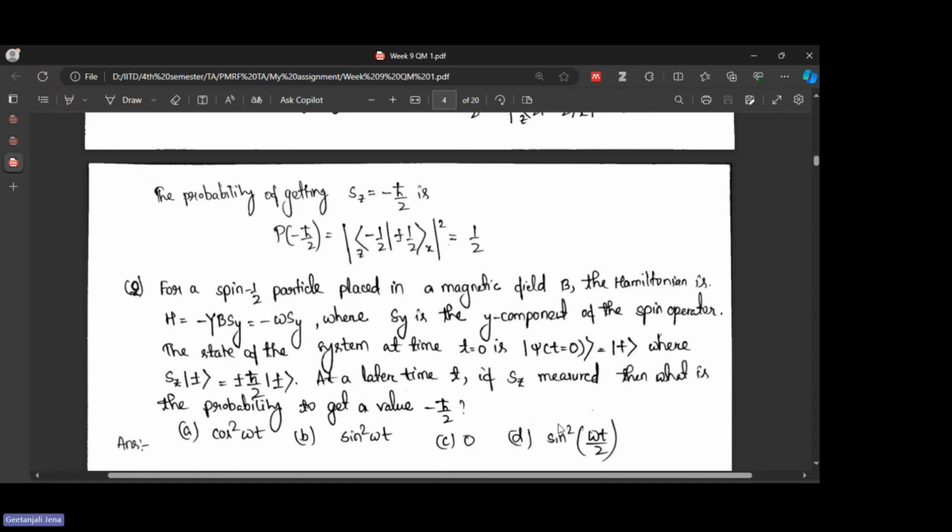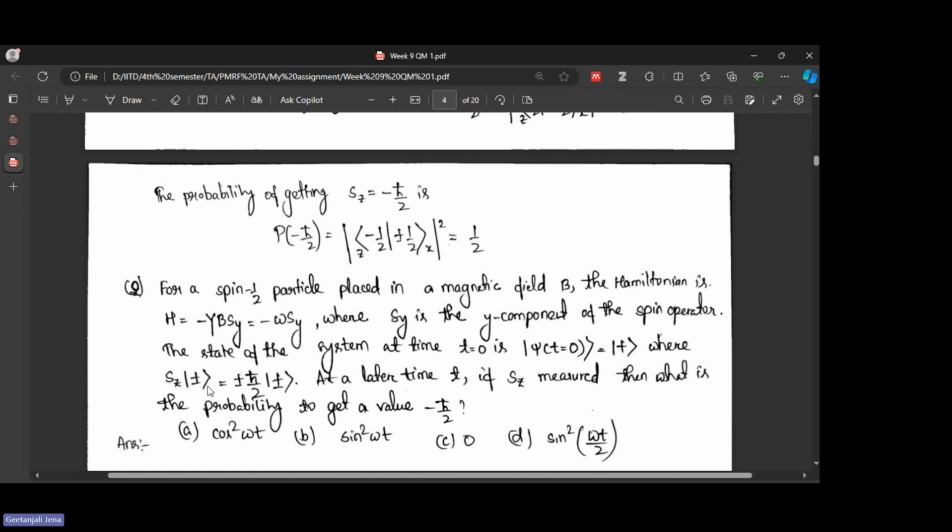Now it is telling the state of the system at time t equal to 0 is psi at t equal to 0, which is equal to the plus state. So it was given the initial state of the system, which is plus, and it is also telling that when Sz acts on the plus or minus state, it gives plus or minus h-bar by 2 times the same eigenket, plus or minus. So this is the eigenvalue equation.